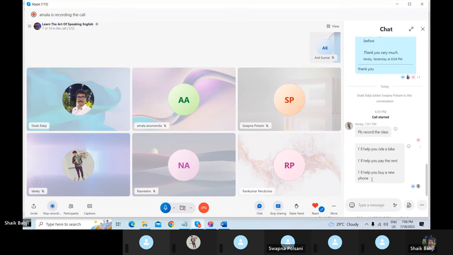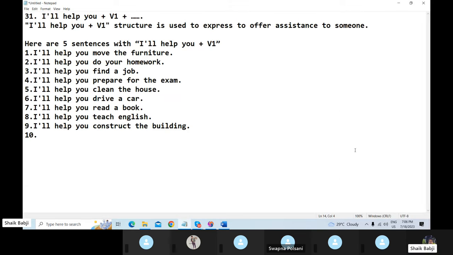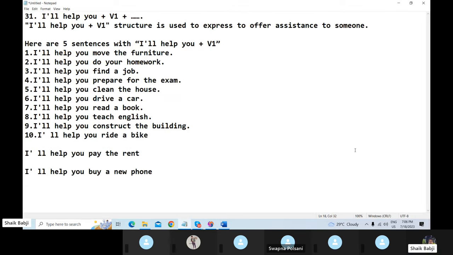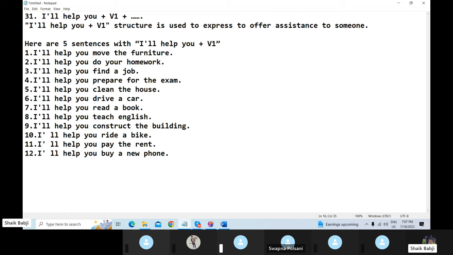Okay, here are some examples from Venky's side. I'll help you ride a bike. Okay, fine. I'll help you pay the rent. Very fine. I'll help you buy a new phone. Okay, new mobile. Very fine. Yeah, please continue.